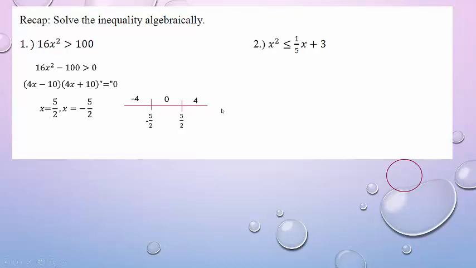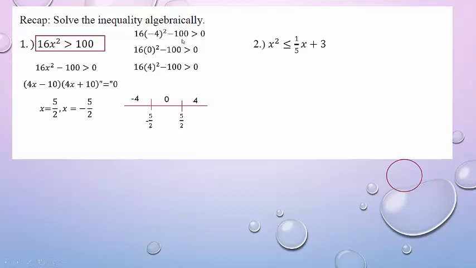And then what we have to do is take these test points and substitute them into either the original inequality or the standard form version. It doesn't matter. I'll just use the original for now. So we would put in negative 4 for x, 0 for x, and then 4 for x. And we just want to see which one of these hold true. Maybe it's all of them, some of them, one of them, who knows. So we'll go ahead and run this through.